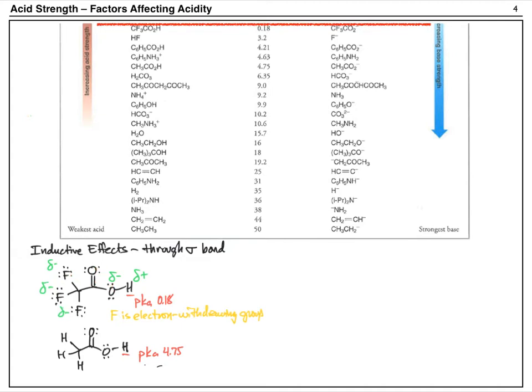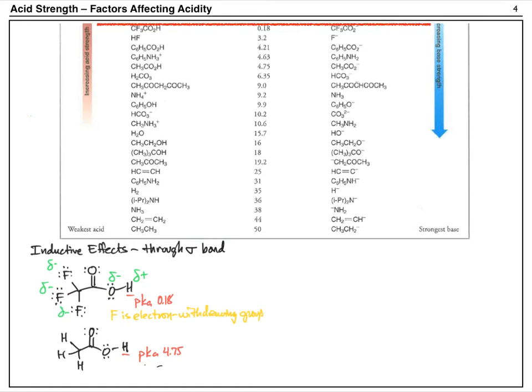So what effect do these fluorines have? The fluorine basically helps support that negative charge through the sigma bond network. So that's what induction means. These negative charges are tugging. They're polarizing this bond towards the fluorine, which means they're polarizing this bond towards this carbon. So they're tugging that negative charge all the way through the sigma bond network.